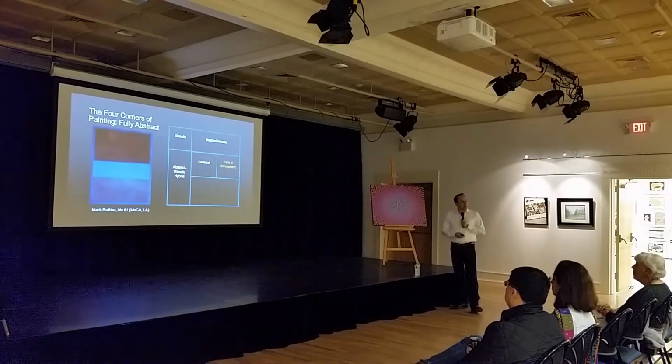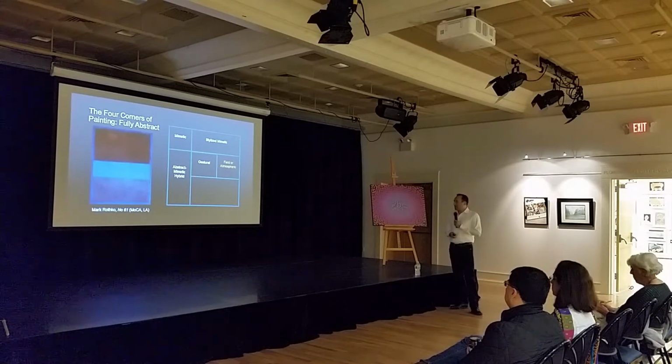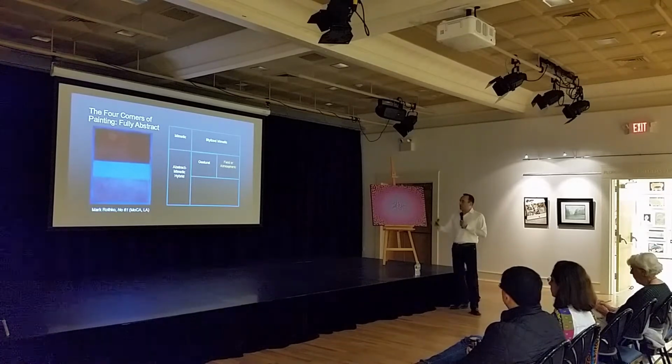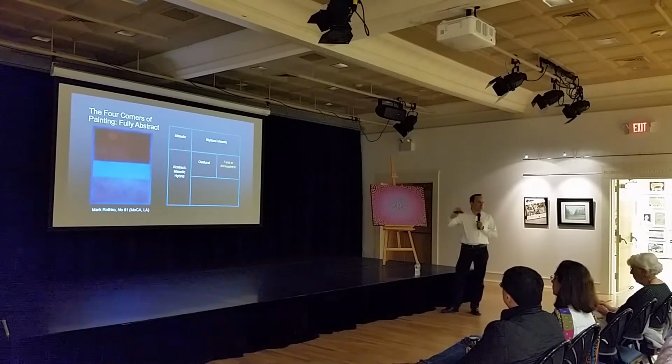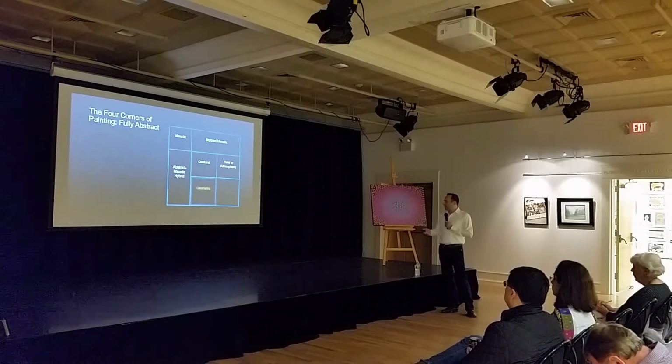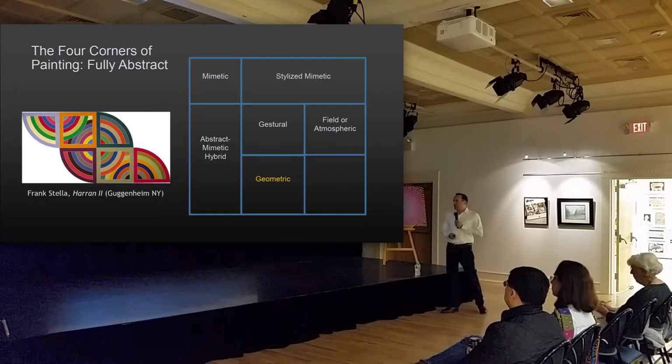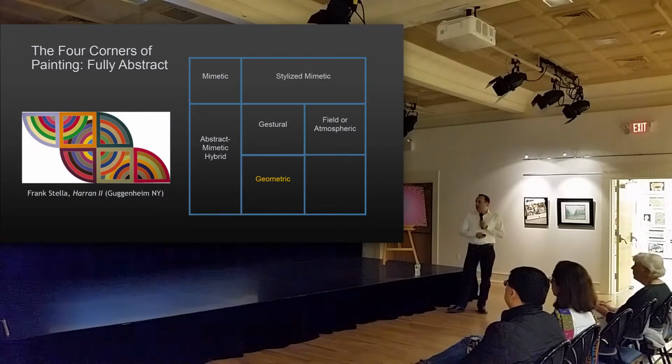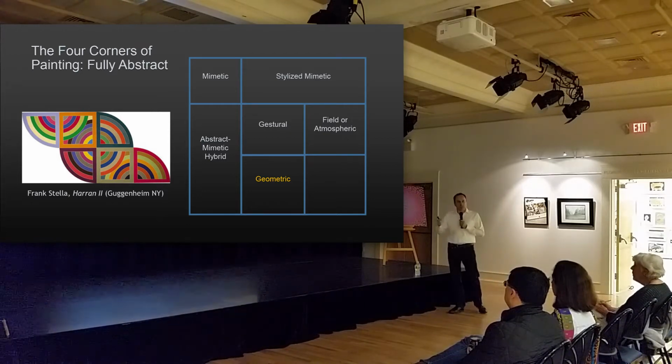There's field or atmospheric abstraction, where the focus is on large fields of color, hazes of color. Rothko is a prime example of that. Robert Ryman would be another example, with his white paintings. In geometric abstraction, such as this Frank Stella, the focus is using circles and cubes and other geometric shapes as the primary compositional element of the painting.